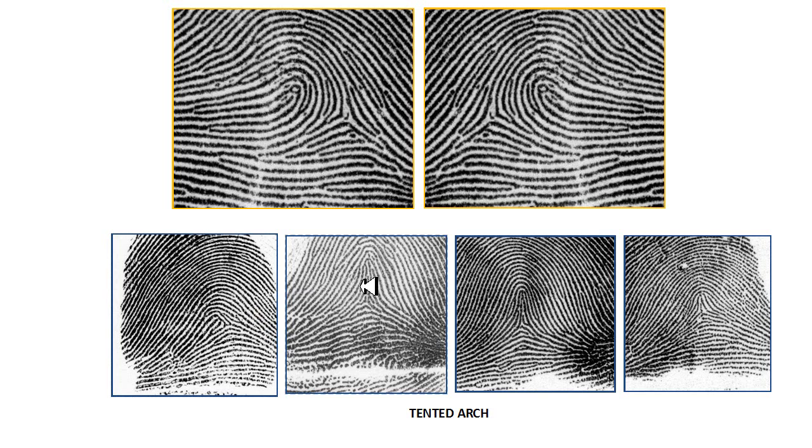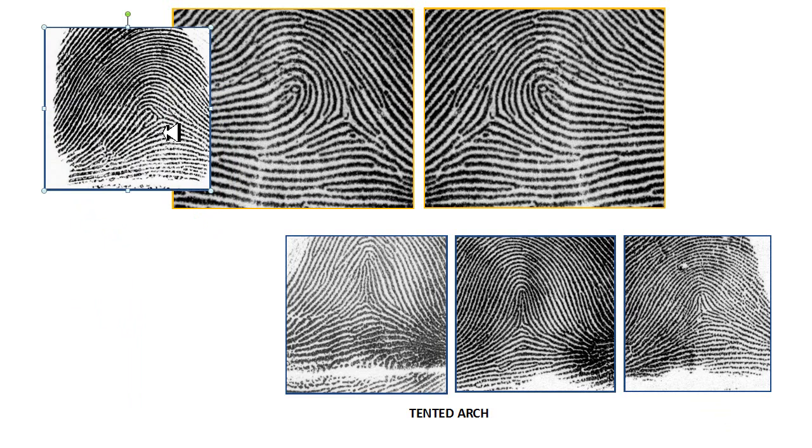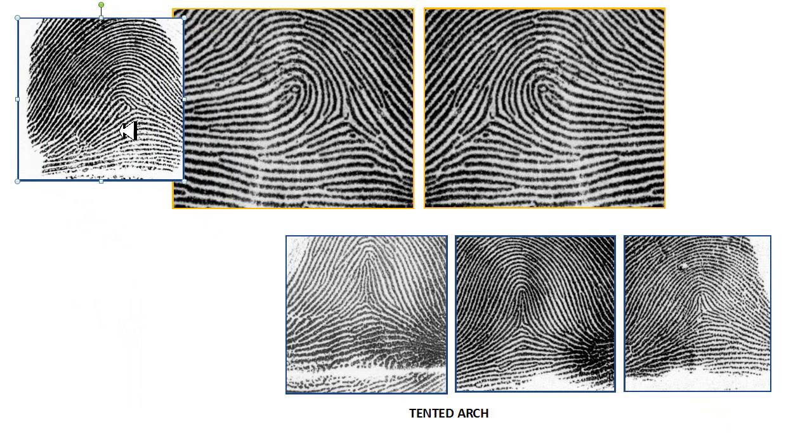In these examples here, this one and this one, they rise very abruptly and make an upthrust, and we have what is referred to as the tent formation. In this one, very interestingly, it appears like it could be somewhat of a loop pattern where the ridges are coming in and making a recurve there. However, the difference is, and I can just make this larger.